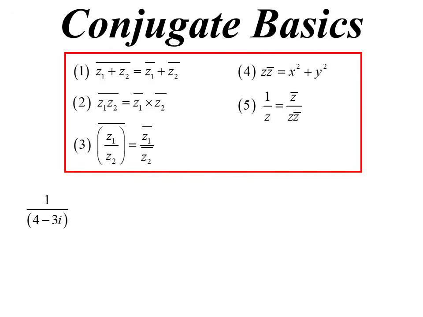And then I've got a neat little way of finding the reciprocal of a number. If I want to find the reciprocal of 1 on 4 minus 3i, okay, I know I'm going to end up with the conjugate, 4 plus 3i, over that sum of two squares, 16 plus 9, which is 25. That's how we turn a complex number upside down.